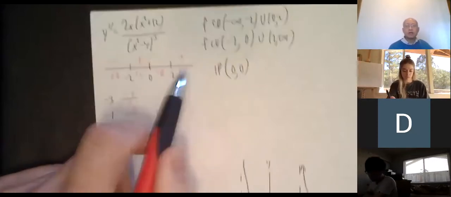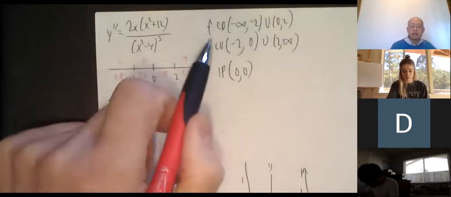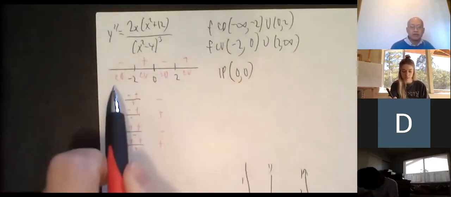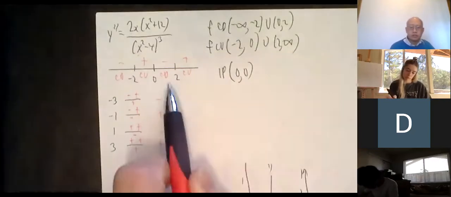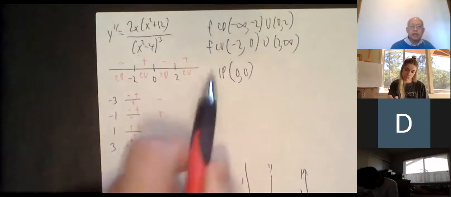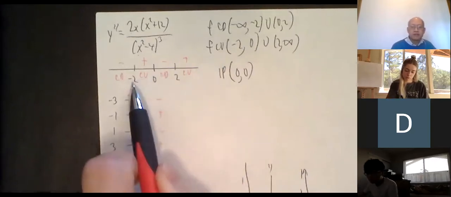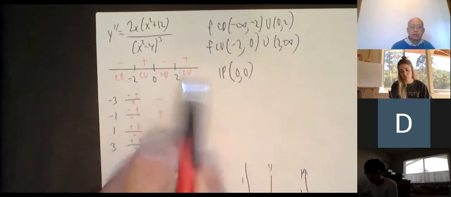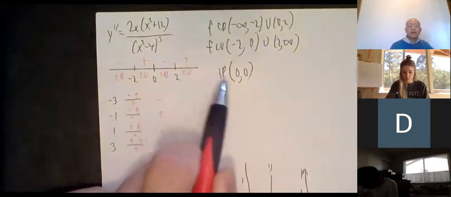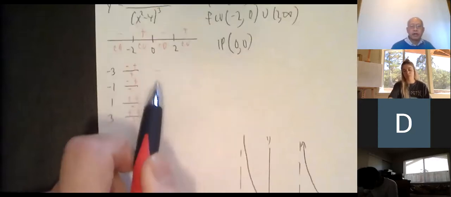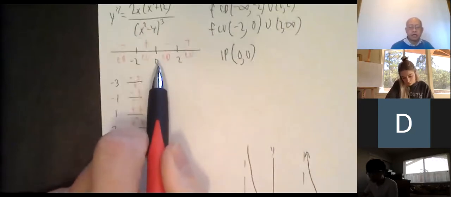So here are the intervals of concavity. The function is concave down from negative infinity to negative 2, union 0 to 2. F is concave up from negative 2 to 0, union 2 to infinity. Okay. That makes the origin 0, 0 an inflection point, a change in concavity.